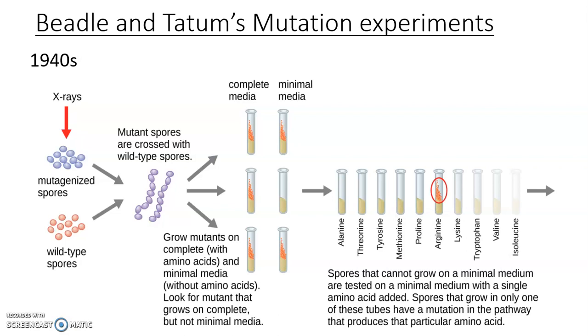And what they came to the conclusion on this is that spores that could grow in these tubes must have a mutation in a pathway that was producing that particular amino acid. They could not make that amino acid for themselves, but by adding it, they were able to get these organisms to grow, and they could grow on the complete media because that did contain those amino acids already, and these molds did not need to have that amino acid supplemented like we see on our minimal media there.